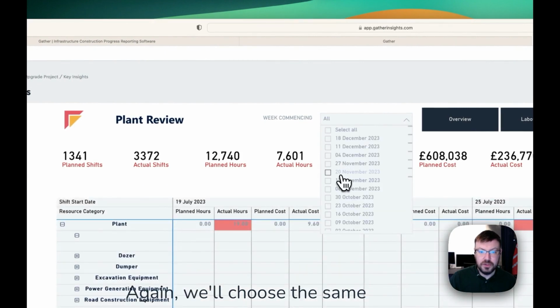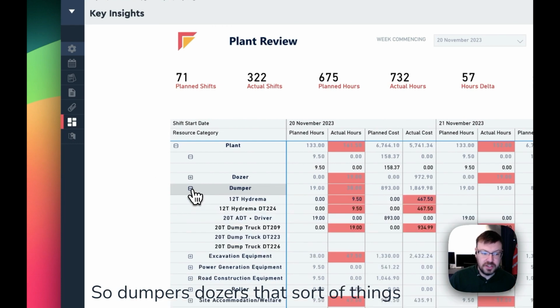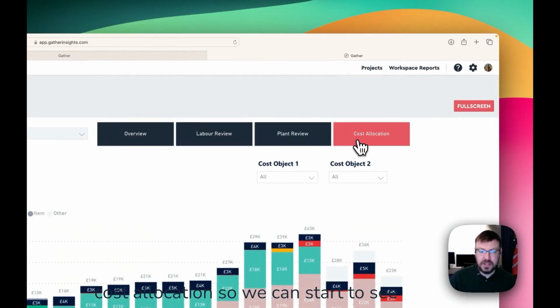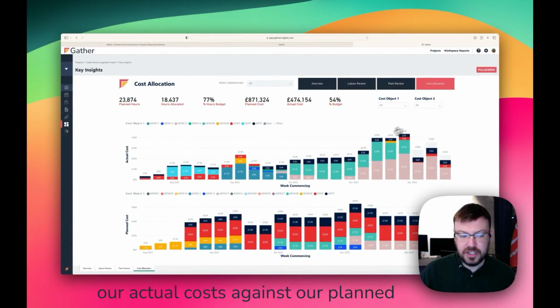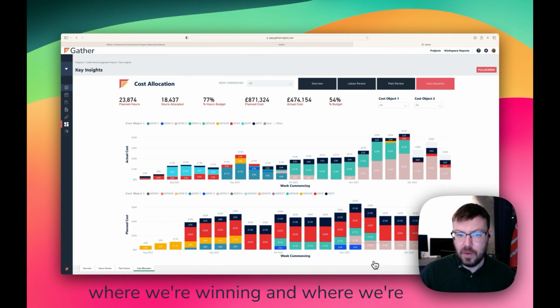Again, we'll choose the same week for our particular plant group. So dumpers, dozers, that sort of thing, all in there. What I quite like is our cost allocation. We can start to see our actual costs against our planned cost profile, and we can start to see where we're winning and where we're losing.